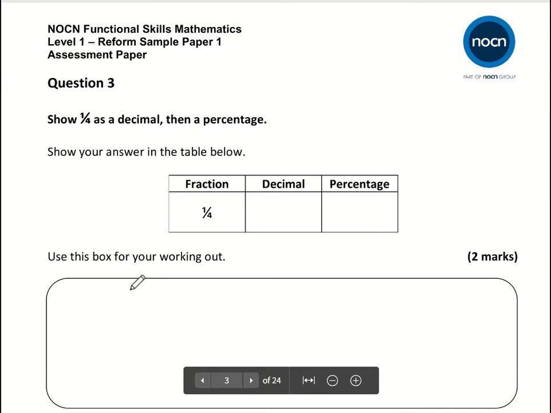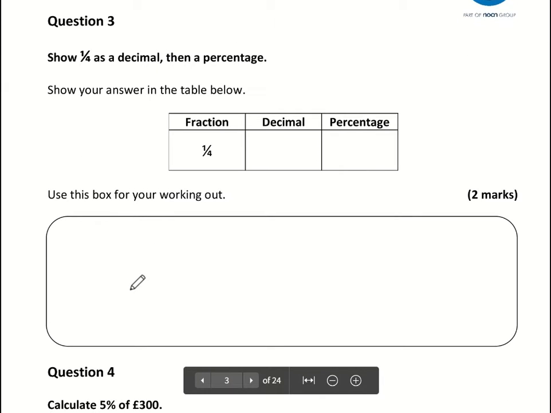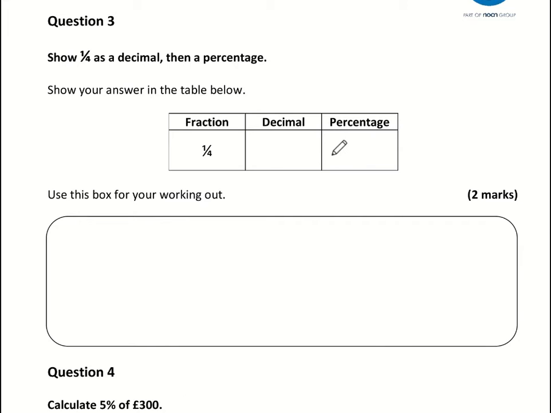Question number 3, what is a quarter as a decimal and then as a percentage? Well, hopefully in the same way that you know that a half is 50%, hopefully you just know that a quarter is 25%, and therefore as a decimal 0.25. If you don't, then this question is going to be a bit of a problem.